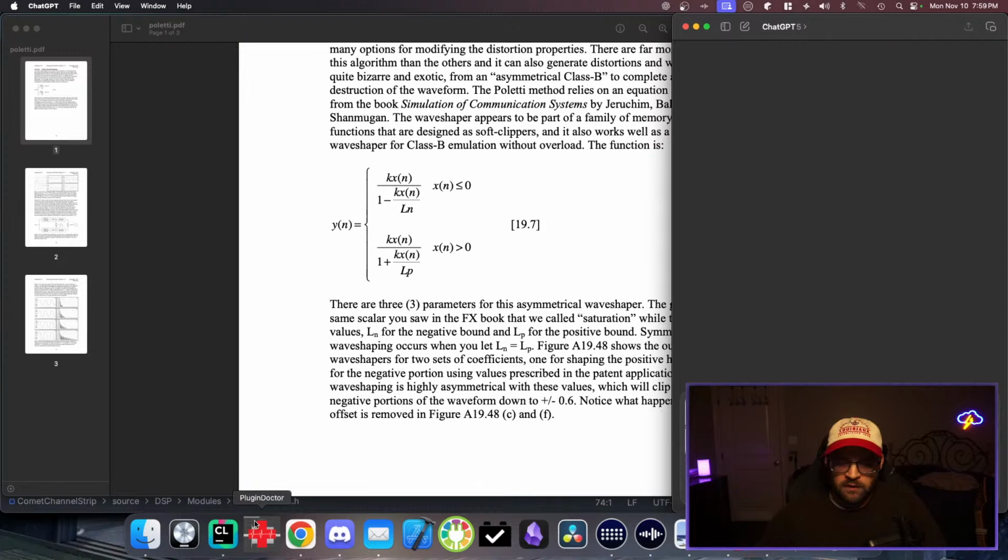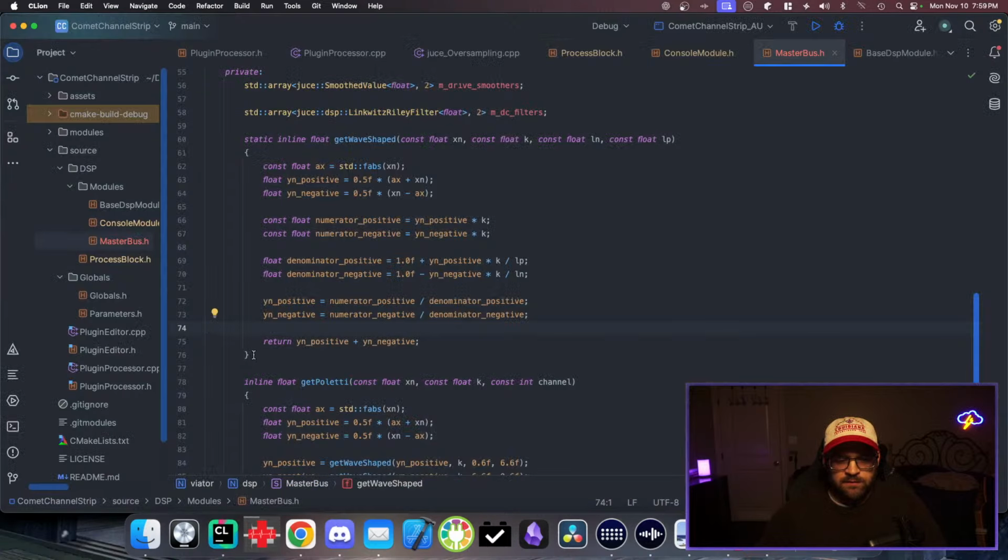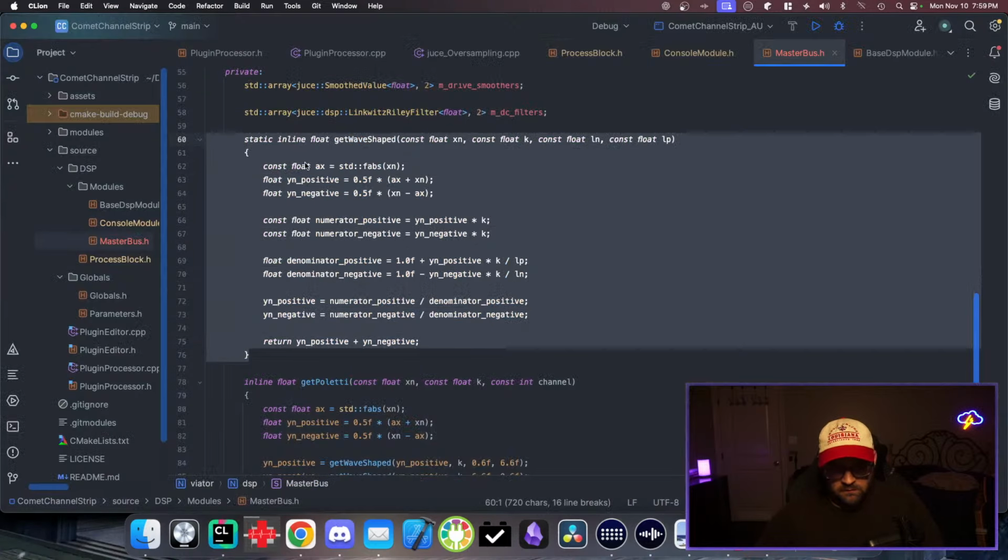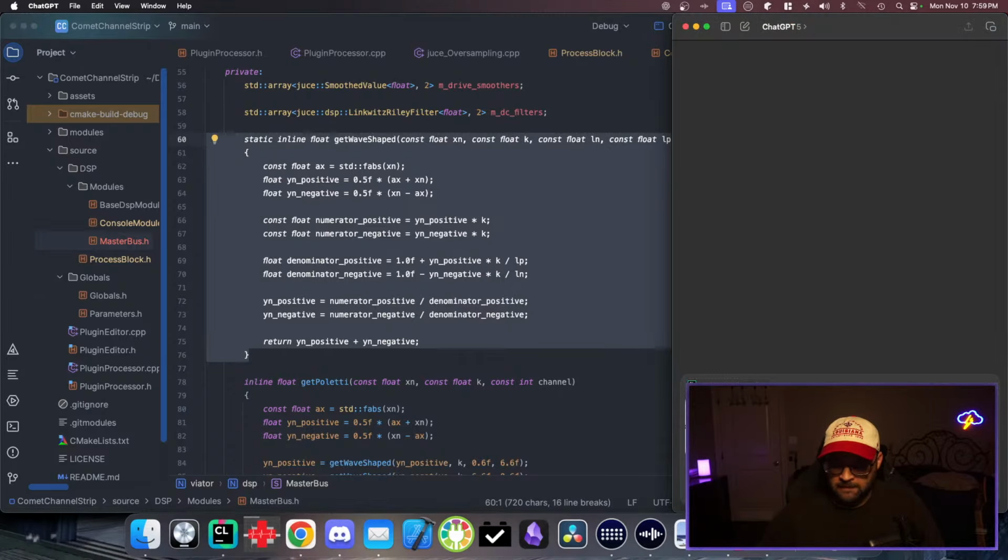Give it that. And I'm going to say, this is my implementation of the attached image. Is it correct? Don't just try to make me happy.